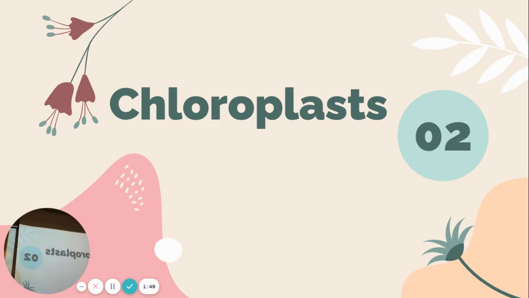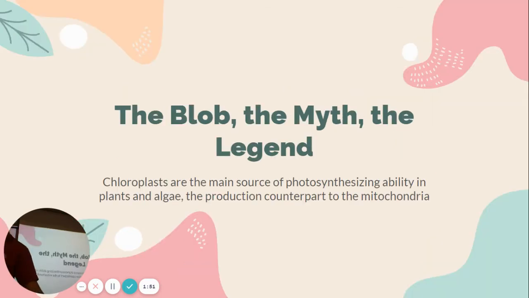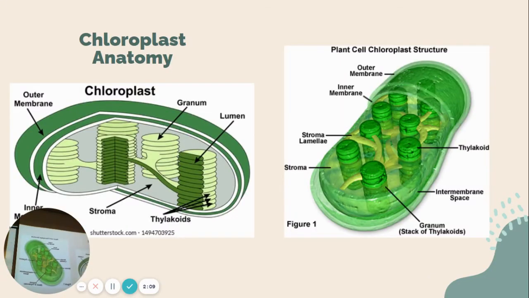Okay, so now, a defining characteristic of plants: they can photosynthesize, right? So how do they do that? They have chloroplasts. The blob, the myth, and the legend. Chloroplasts contain chlorophyll, which is a color pigment that absorbs sunlight, which allows them to photosynthesize. So it's basically the opposite of the mitochondria, you know?